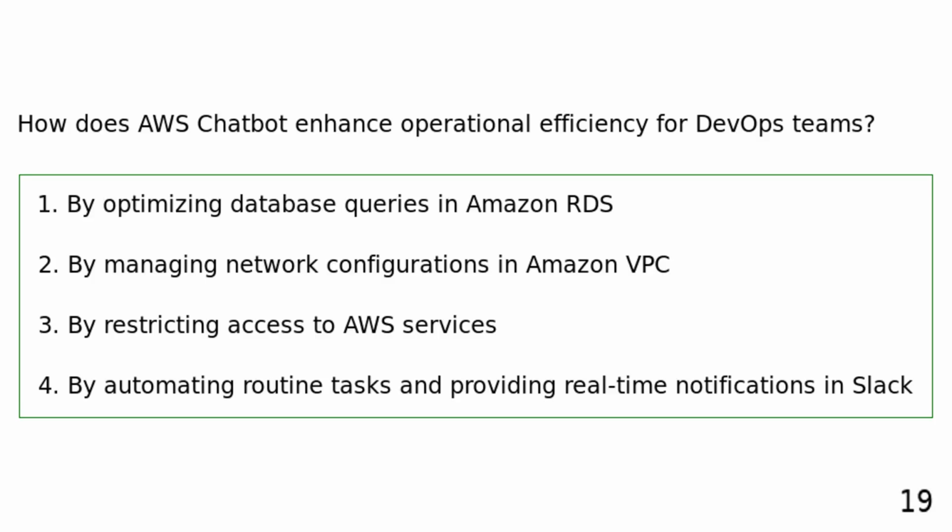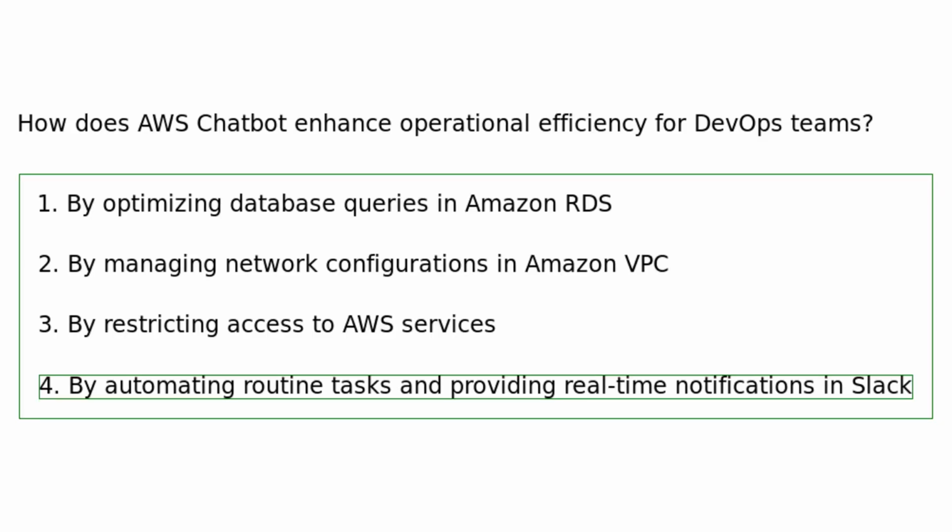By optimizing database queries in Amazon RDS. By managing network configurations in Amazon VPC. By restricting access to AWS services. By automating routine tasks and providing real-time notifications in Slack.